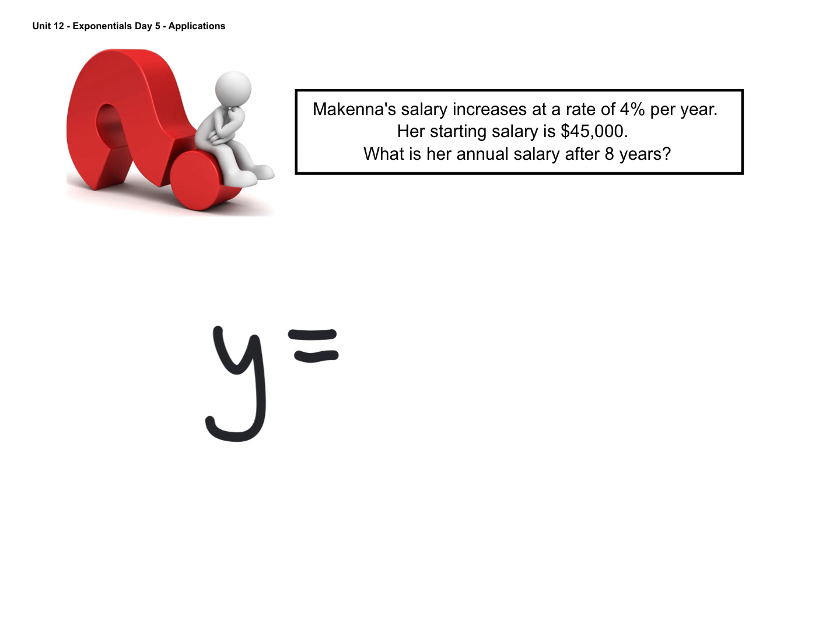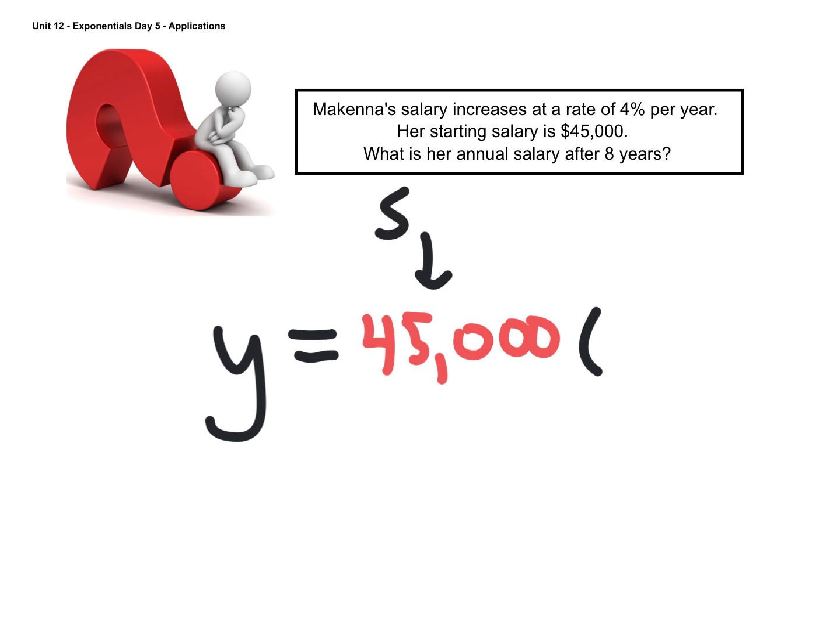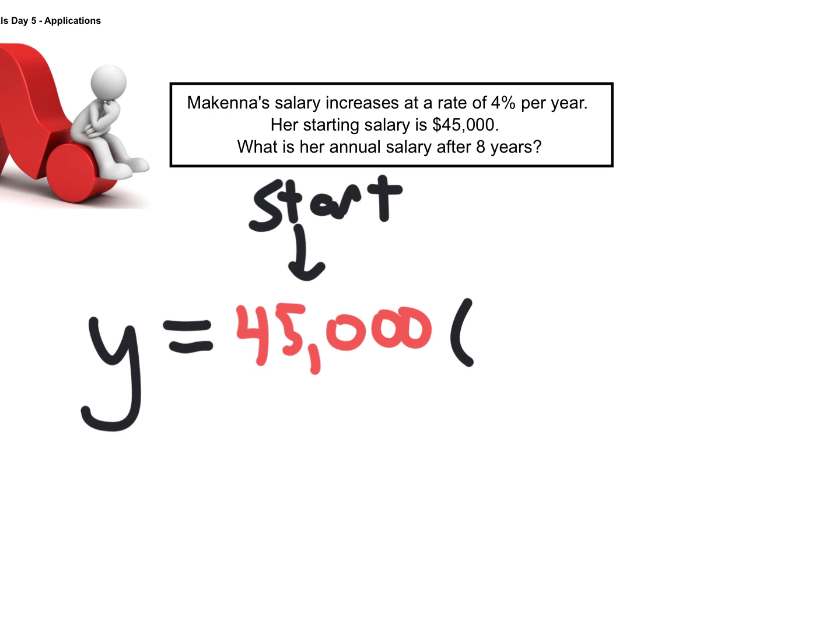The starting amount always goes here. You want to set up one nice problem so you have good notes on how to do this. The start number goes there. You always do 1 plus, because her salary is going to grow. It increases, so I'm going to add. If I just times by 1, it won't grow.